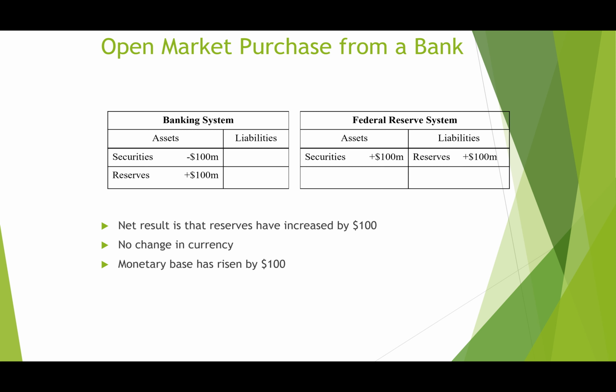So what's happened so far? Well, remember that currency here isn't affected because there's nothing happening there. But reserves have increased by 100. Remember that the monetary base is equal to the currency plus reserves. So monetary base has gone up by 100. Why has it gone up by 100? Because those reserves can now be lent out by the banking system. So the monetary base has risen by 100.